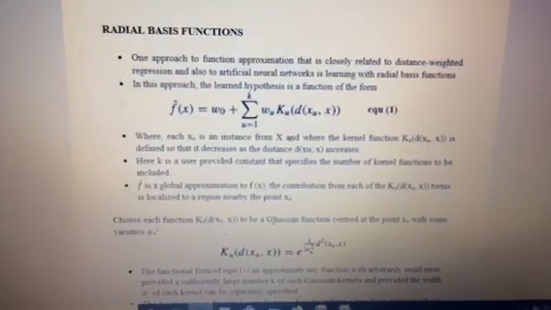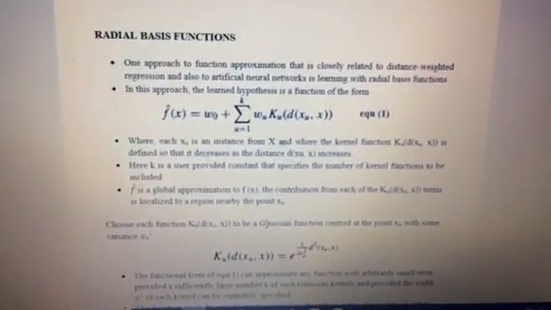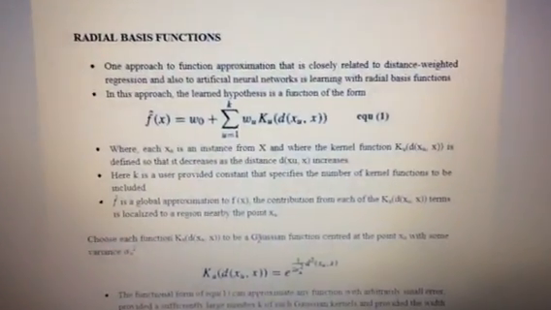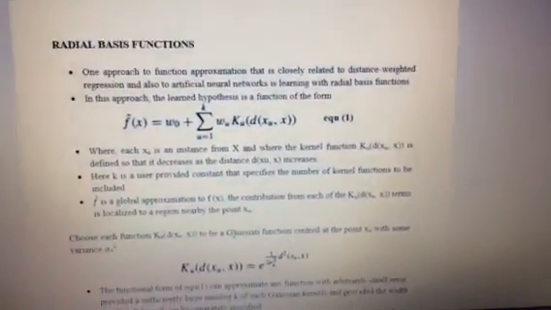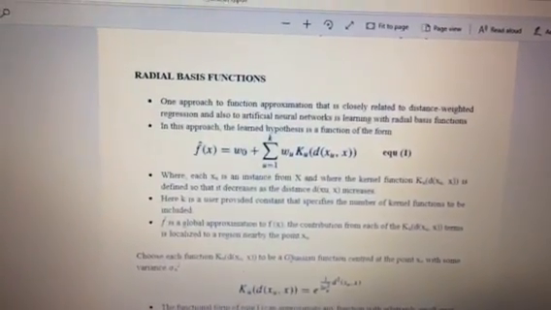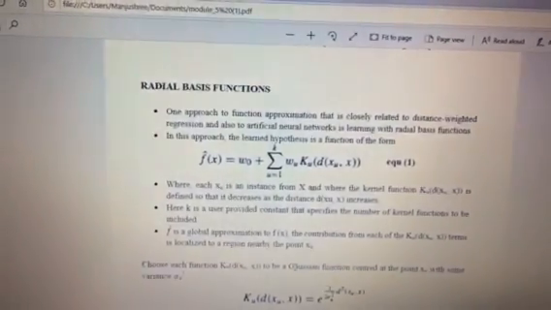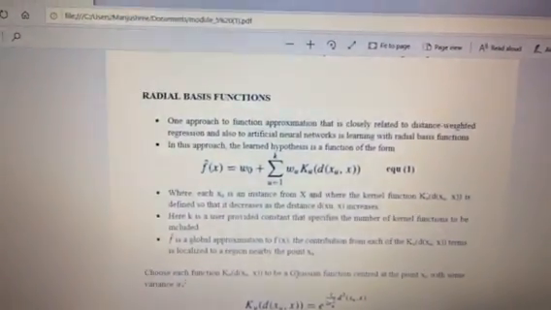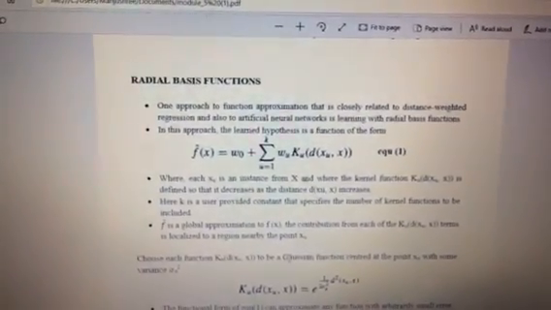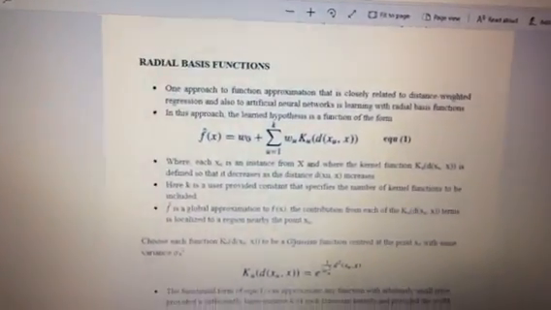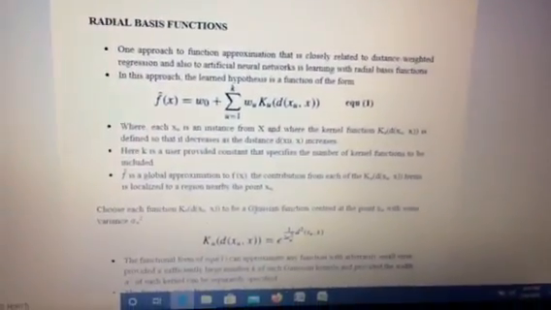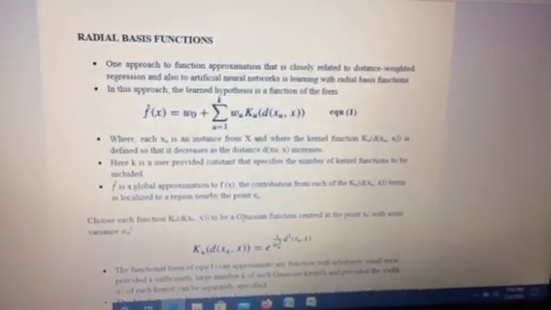Radial basis function is a combination of distance weighted regression and an artificial neural network. So we can say that radial basis functions are closely related to distance weighted regression and to artificial neural networks. We have studied distance weighted regression, and also what an artificial neural network is, in the previous chapter. So the combination of these two concepts has been taken here in a radial basis function.